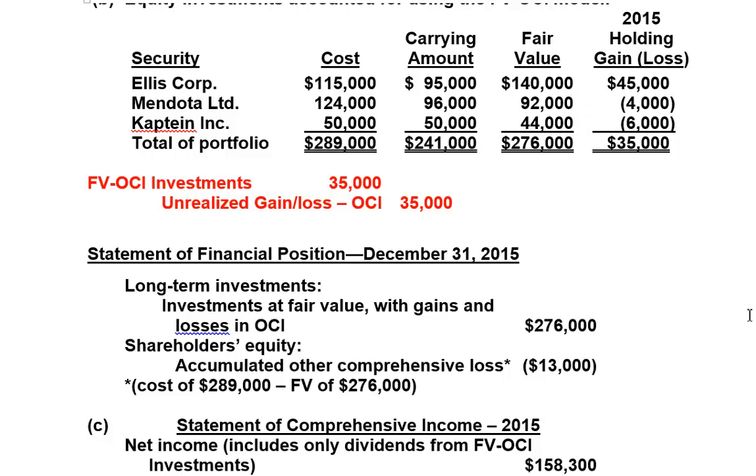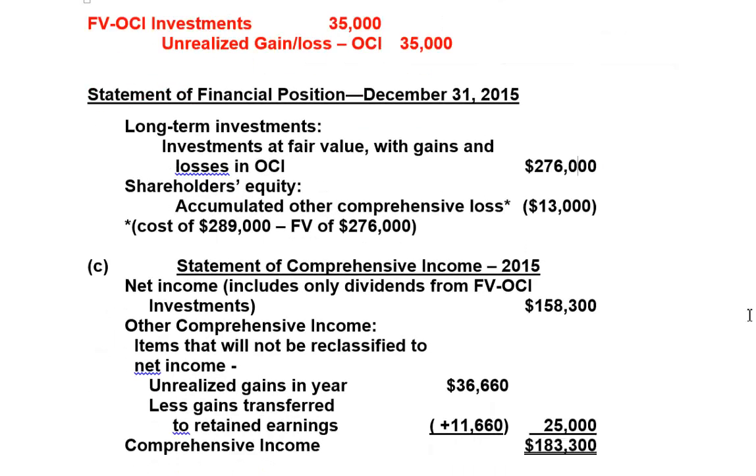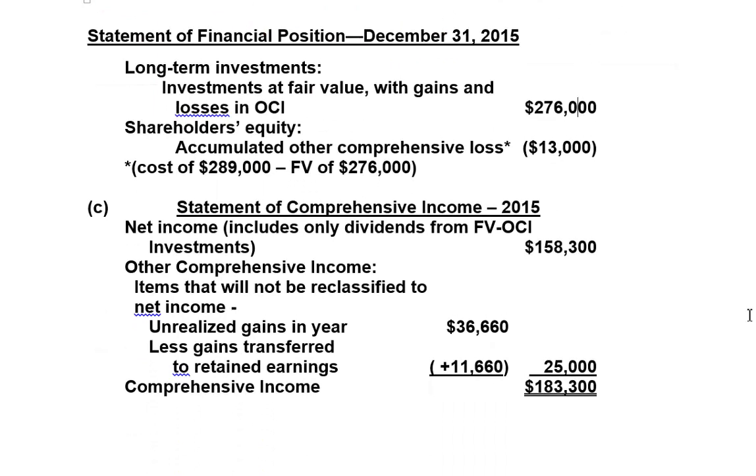and that's going to be at the fair value of 276. All right. Now, if I'm doing my statement of comprehensive income, I have to do a little bit of work here. They gave me $158,300 as my net income. But in my statement of comprehensive income, I also have to add in my other comprehensive income.